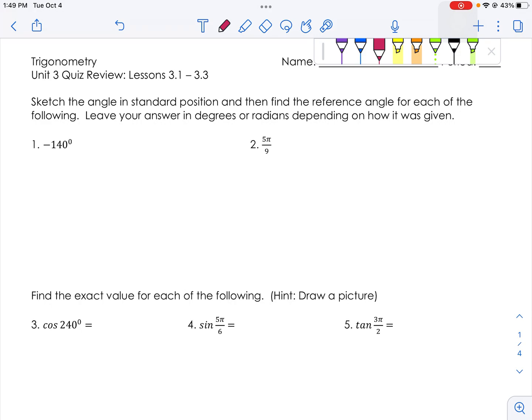So the first problems I'm going to ask you to do are sketch the angle in standard position, and then find the reference angle. Leave answers in degrees or radians depending on what it was given in.